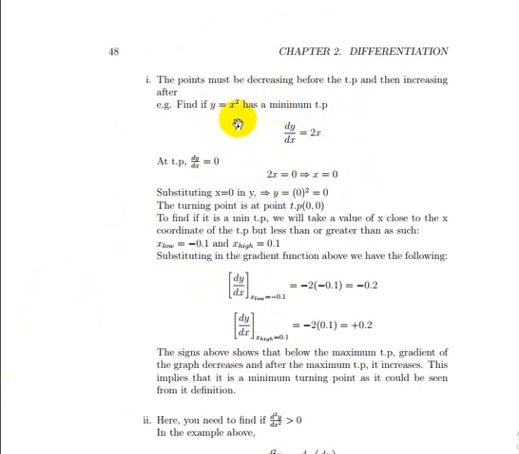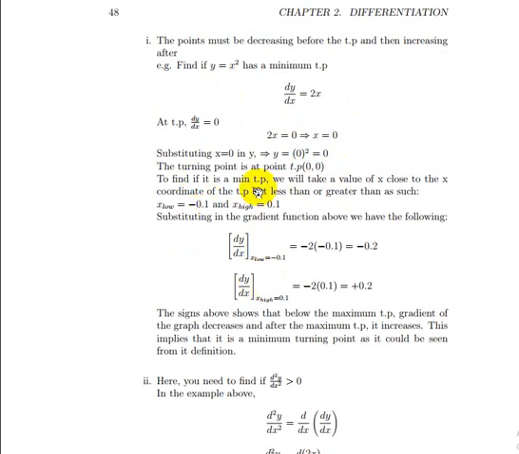First, let's say you have the graph y is equal to x squared. So dy over dx equals 2x. At a turning point, dy over dx equals 0, so 2x equals 0, which implies that x equals 0. To find the coordinate of the turning point, I substitute x equals 0 in our function y equals x squared, and I'm going to have the coordinate 0, 0 at the turning point.